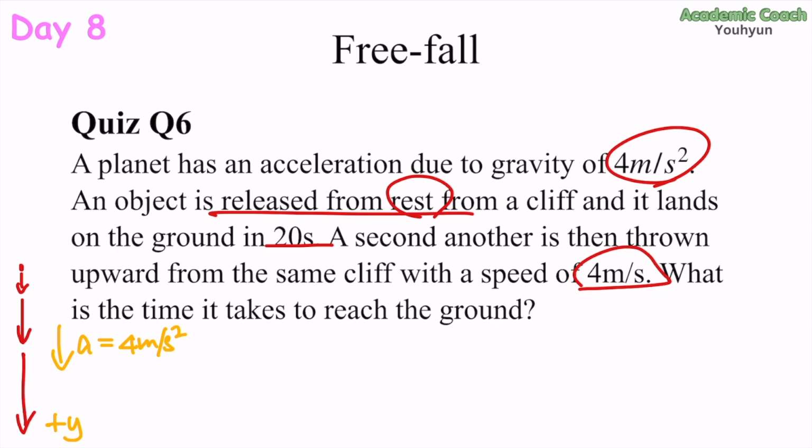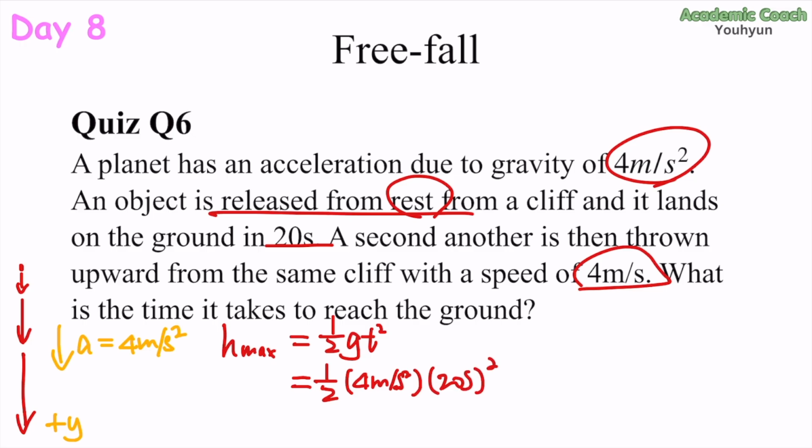And we know that h max is equal to 1 half g t squared. So it's 1 half times 4 times 20 seconds squared. So it's 800 meters, which means the cliff is 800 meters from the bottom.